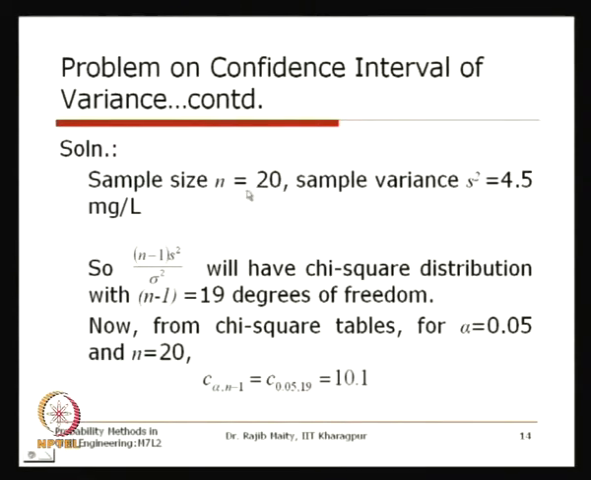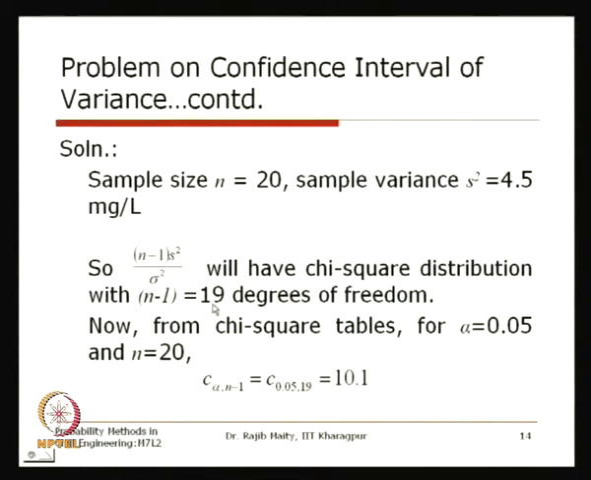So, here the sample size n equals 20, as we have seen in this example problem, and the sample variance s² is 4.5 milligram per liter. So, (n-1)s²/σ² will have a chi-square distribution with n-1 = 19 degrees of freedom. So, we have to refer to the table of chi-square, where generally the tables are provided with different degrees of freedom starting from 0 up to at least 50 or so. So, we have to refer to that particular distribution for these degrees of freedom equal to 19.